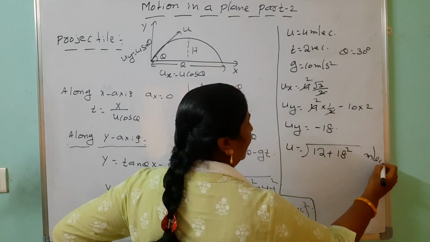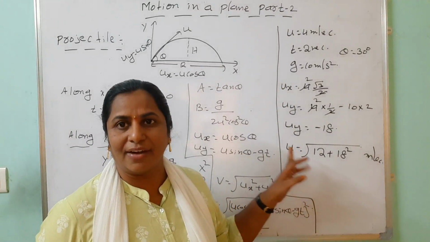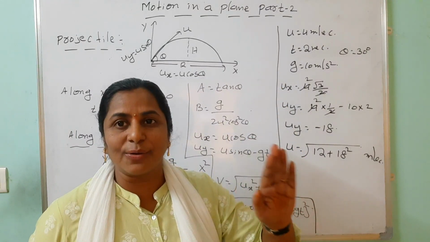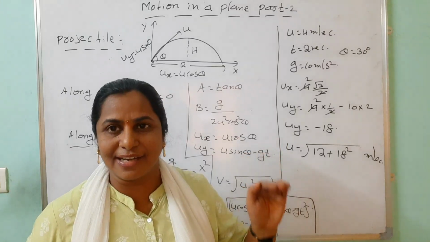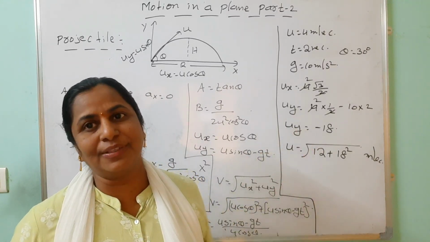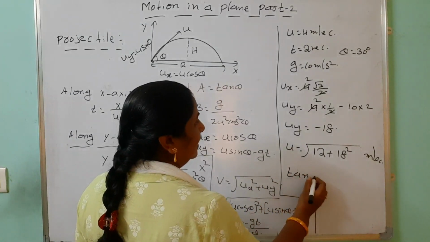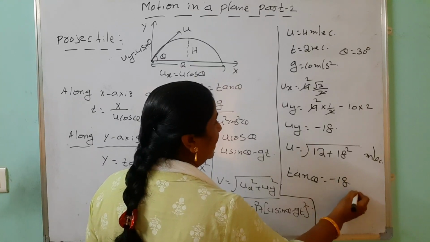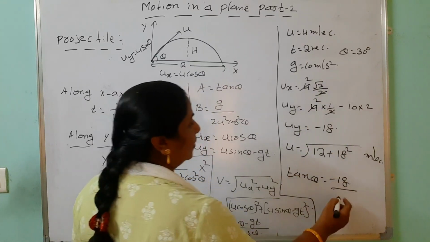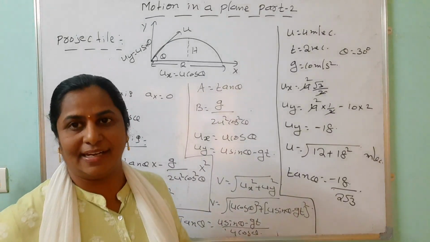Like that, I have just given an example of how to find the velocity after 2 seconds. It is not only the horizontal velocity, it is not only the vertical velocity; we should find both, then we can go to the resultant. Like that, how do we find the direction? Tan theta equals minus 18 by 2 root 3, the y component by the x component. So like that we are able to find the direction.